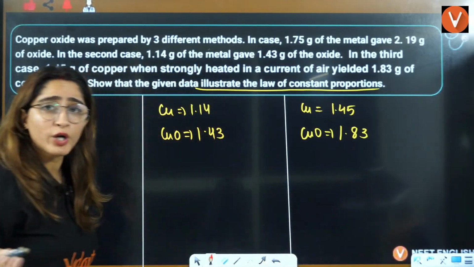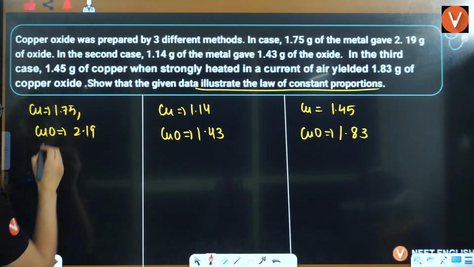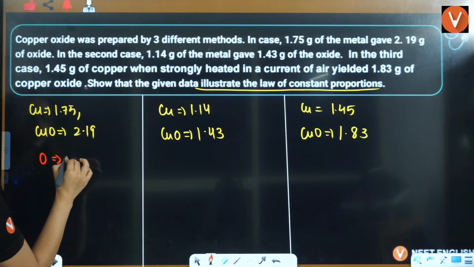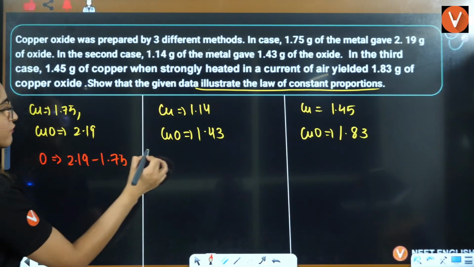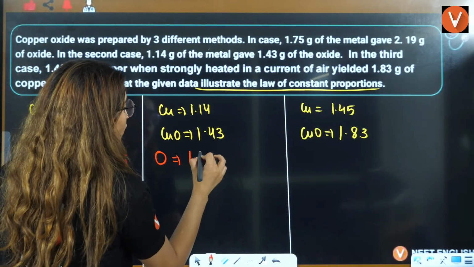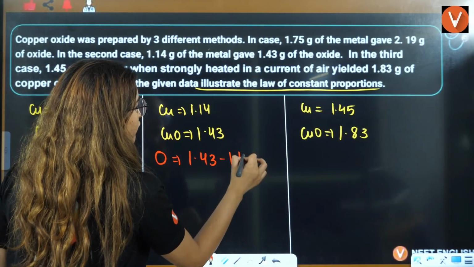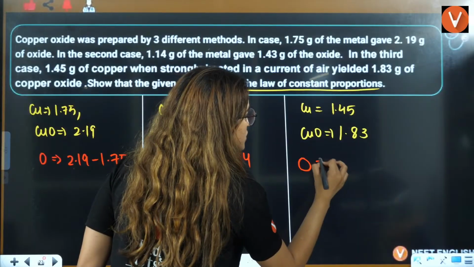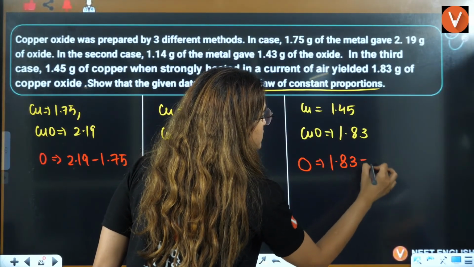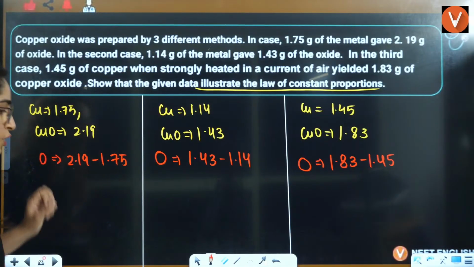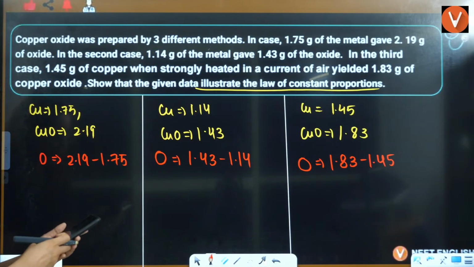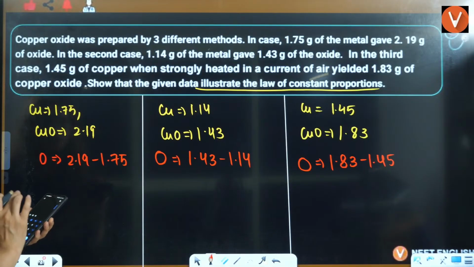So again, what you have to do here, simple, is you will find the value of oxygen here, that is 2.19 minus 1.75. Here oxygen is 1.43 minus 1.14. Here oxygen is 1.83 minus 1.45. Subtract this, you will get the answer for oxygen here, right? Then you have to find the percentage of oxygen. So I'll just do that for you.